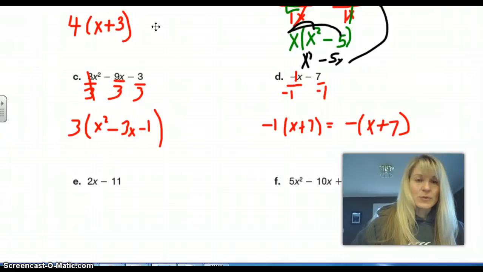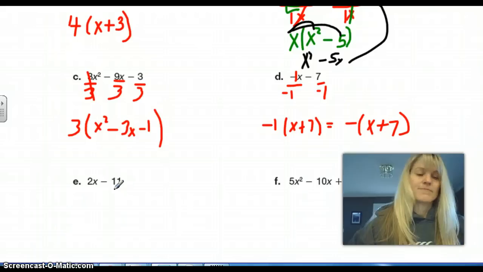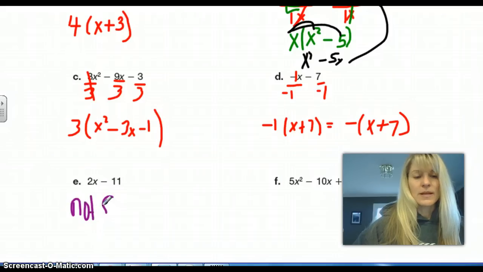So now when I get to this one right here, 2 is the smallest coefficient or number. The factors are 2 and 1. 2 doesn't go into this. So 1 is the greatest common factor. And when you divide by 1, you just get 2x minus 11. So this one is not factorable. It's already in its final form. So we can call this not factorable.